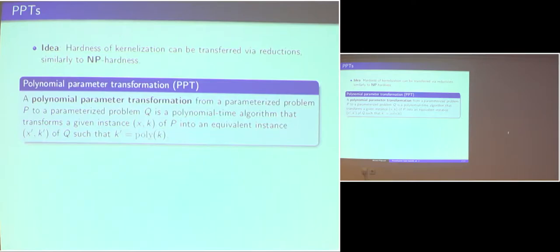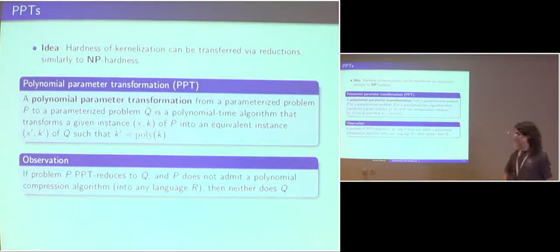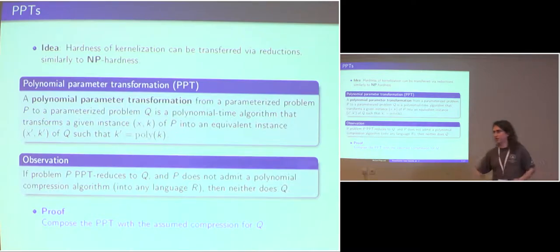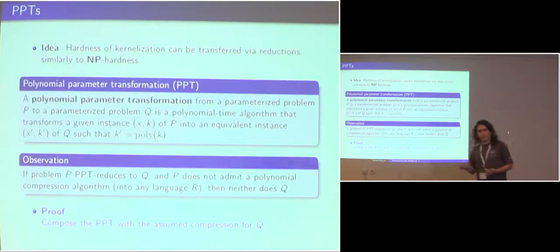Now a symbol-pushing lemma is that if you have such a reduction from P to Q, and you know that P doesn't admit any polynomial compression algorithm, so any polynomial compression into any language R, then neither does Q. Why? Because if Q had such a compression algorithm, then you could compose this reduction with the compression algorithm to give a polynomial compression for P. The same as always with hardness reductions. Good. So this is a way of transferring hardness of kernelization.